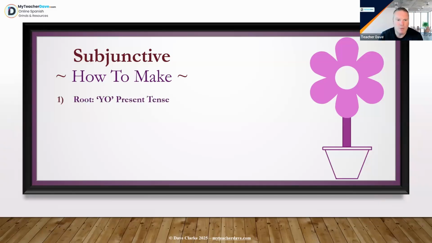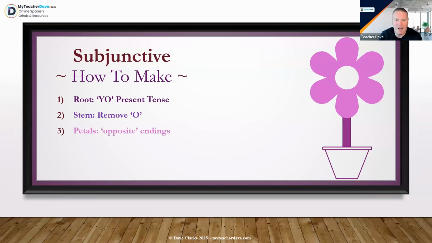So step 1 is we would start with the root, and the root for the subjunctive, the starting point for the subjunctive, is the normal present tense, the yo part of the verb, or if you like, the I part of the verb. Step 2 couldn't be any easier. You simply cut off the O. If we have a verb like hablo, vivo, como, for example, we'd simply cut off that O at the end, and that's step 2. That's your stem sorted.